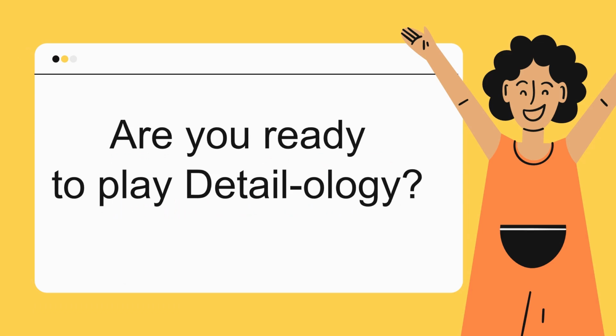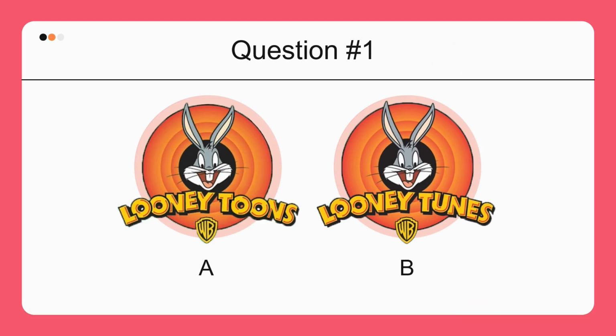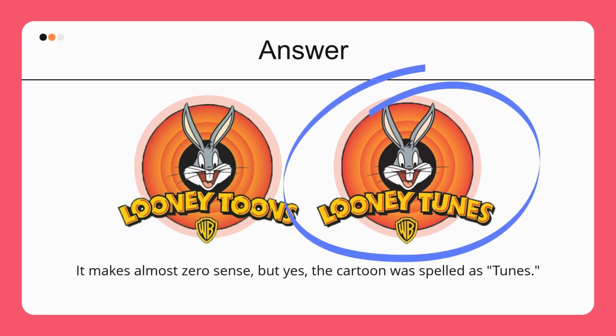So are you ready to play Detailology, the study of details? This session is very heavy with details because you will need that skill in the GA Pre-K portal. Which cartoon logo is correct, A or B? If you said B, you are correct. The original cartoon series was named Merry Melodies, so Looney Tunes is correct.